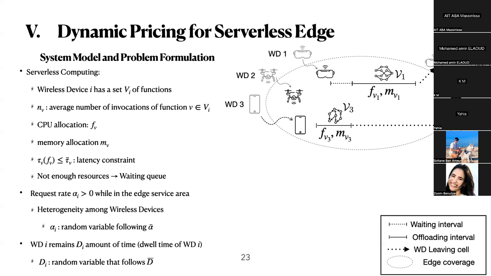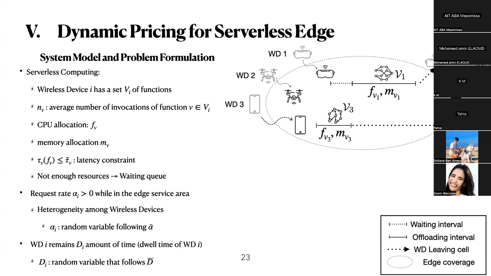Following the serverless computing model, each wireless device i has a set V_i of functions, and N_v is the average number of invocations for each function in this set. Each wireless device will ask for a CPU allocation F_v and a memory allocation M_v to execute a function under a latency constraint. This is the time it takes for a function to be executed, and tau bar v is the latency constraint of function v.